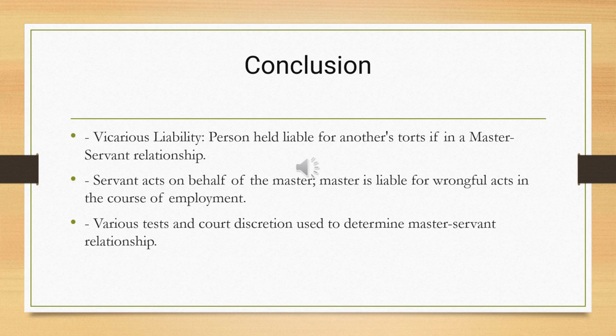And coming to the conclusion, under vicarious liability, a person can be held liable for the torts committed by another person if that person shares a master-servant relation with him. The servant does the act on behalf of his master, and therefore the law of torts provides that any wrongful act which is done in the course of employment by the servant is bound to make the master liable for it. There have been several tests for determining the relation of master and servant, and the court also applies its discretion according to the facts of the case to determine such a relationship.